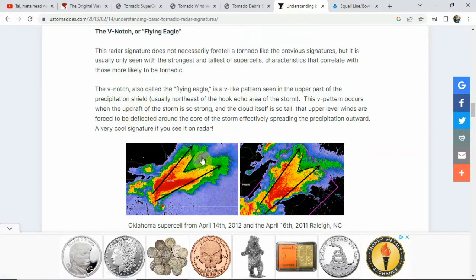The updraft of the storm ends up becoming so strong and so tall, the upper level winds end up being forced around two different parts of the storm, and this spreads the precipitation outward. If you watched my last video, we talked about how speed shear ends up forcing away the rain and precipitation away from the updraft, and this is an indicator of just how strong that speed shear is.